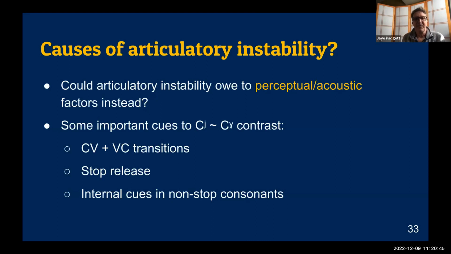So maybe that's a thing, right? There's some sort of articulatory, inherent law about how these gestures have to be coordinated. But another possibility that we're thinking about is that there are perceptual and acoustic factors that are driving this, and the articulation is sort of serving those needs. So important cues to the palatalization contrast include, of course, the formant transition. Transition is really important. So for onsets, that's CV transition. For codas, that's VC transitions.